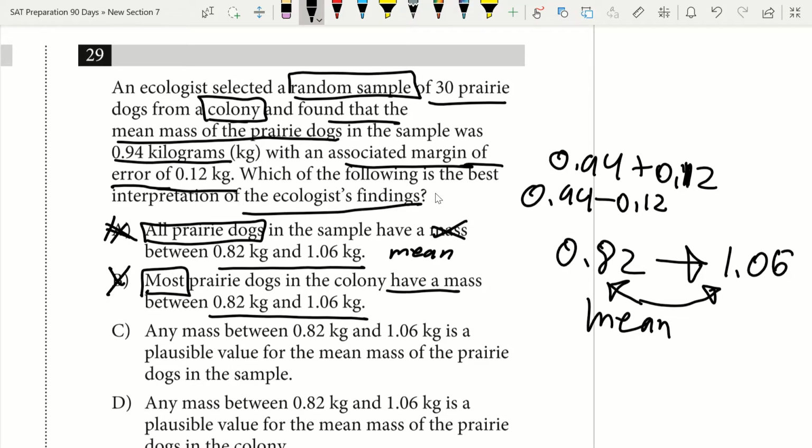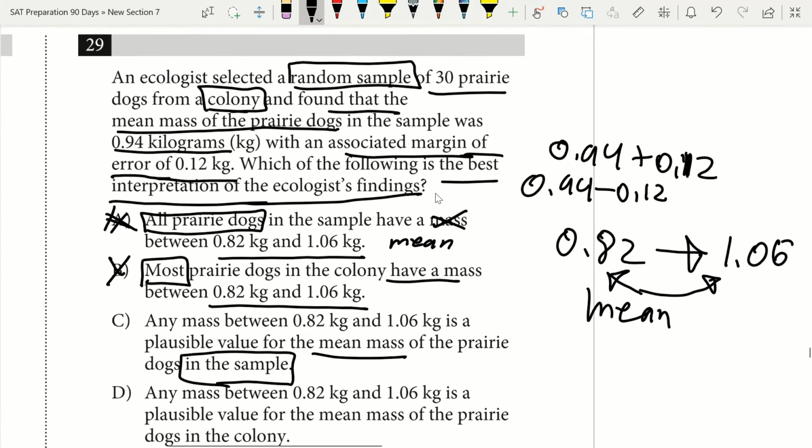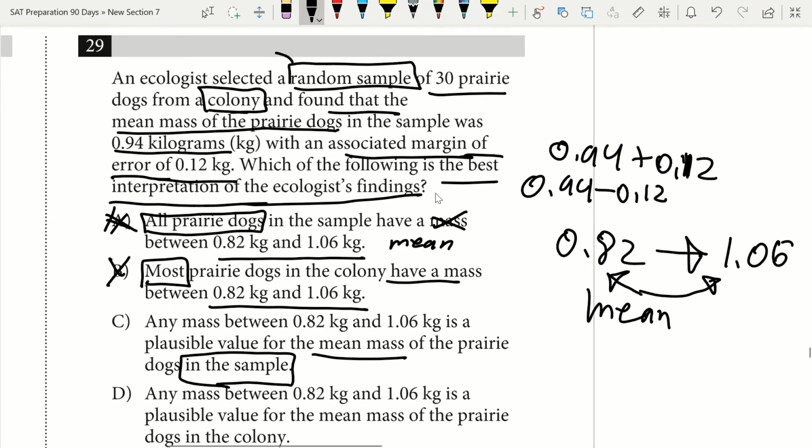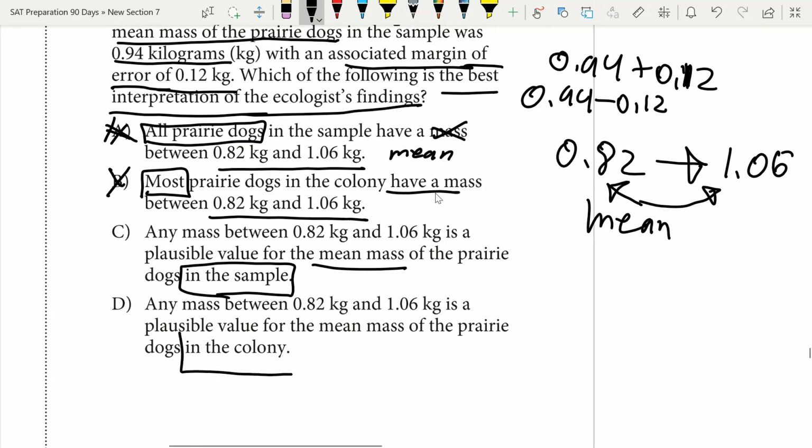So B is wrong. C, any mass between 0.82 and 1.06 is a plausible value for the mean mass of the prairie dogs in the sample. Why is this one wrong? Well, we're asked for the best interpretation of these findings. The best interpretation will apply them to the colony as a whole, because that's what that random sample was selected to represent. That random sample is supposed to represent this colony as a whole. So we want to apply that mean to the colony, not the sample. So C is incorrect.